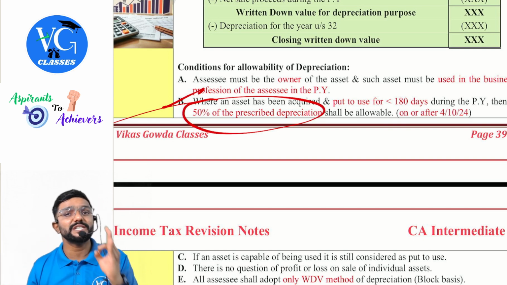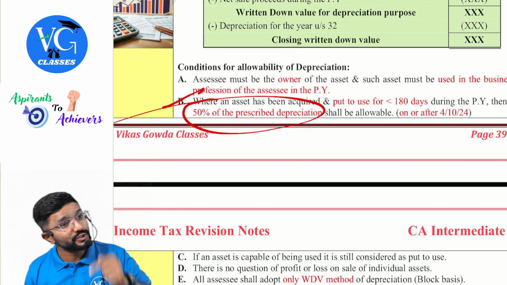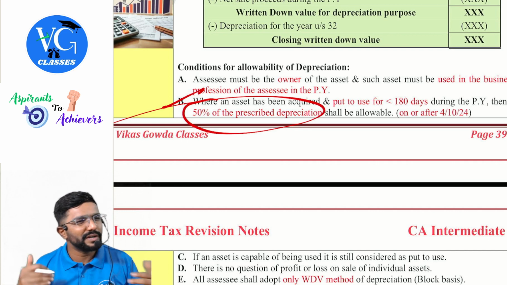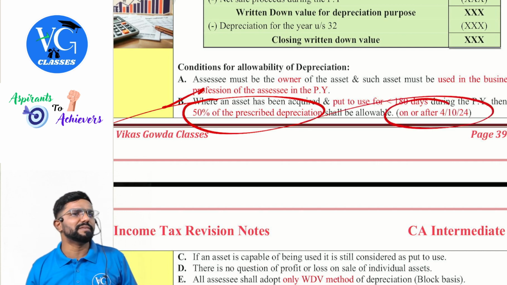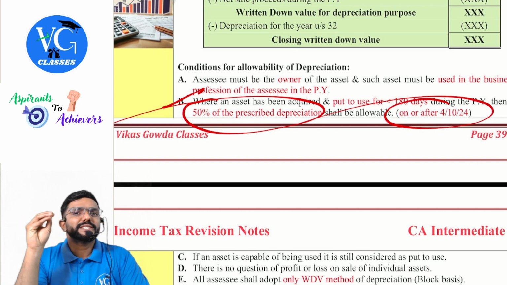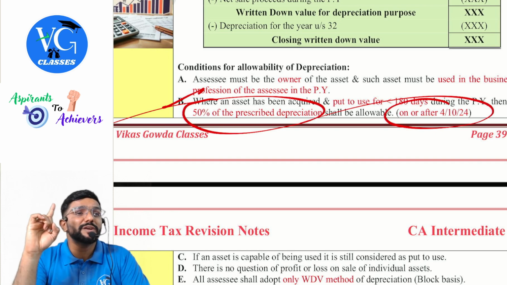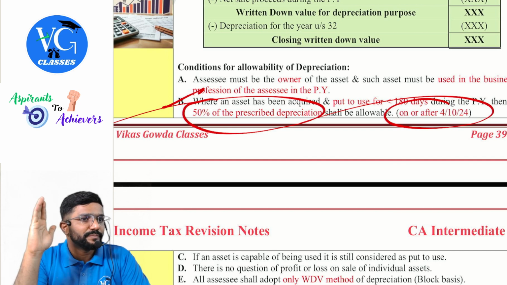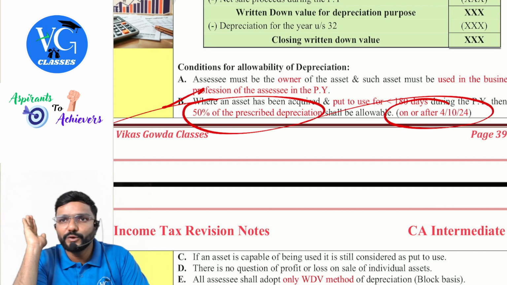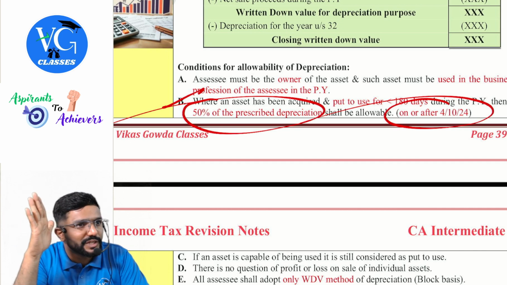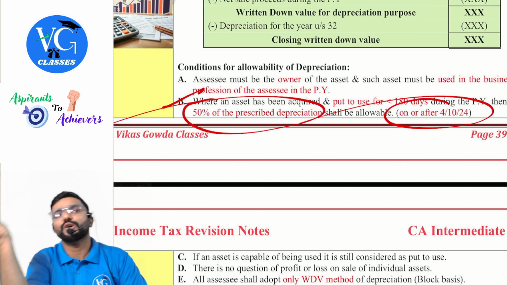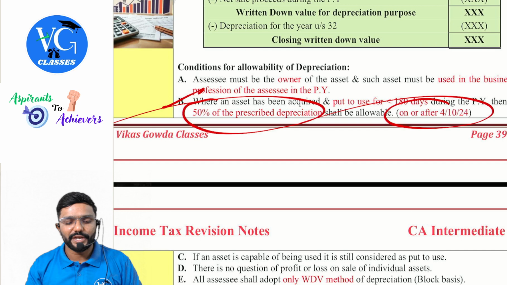This is only for the new asset which is purchased, acquired and put to use during the previous year for less than 180 days. You need not worry about days calculation and all. Remember one date which I have given you. This is not given in the law. I have computed and just mentioned it here. If the asset is purchased and put to use on or after 4th October of previous year, it is less than 180 days. If it is before that, it is understood to be more than 180 days. In your answer, don't mention 4th October. It is just a shortcut for you to check whether it is more than 180 or not. That's all. Okay, sir. Next.